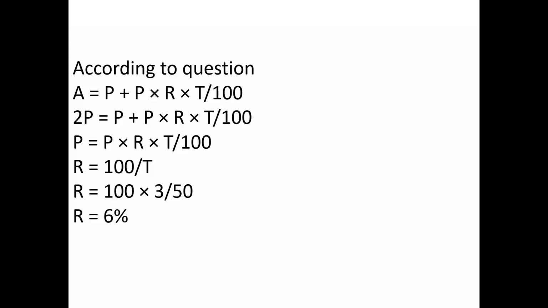Then P equals P into R into T by 100, which gives you R equal to 100 by T. Then R equals 100 into the T value we already got, that is 3 by 50. So R becomes 6%. That is the rate of interest for this problem.